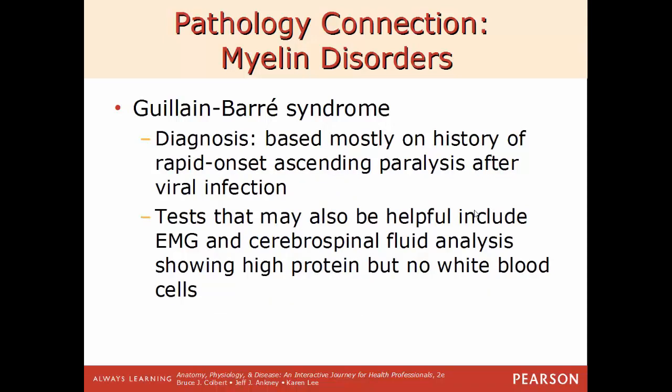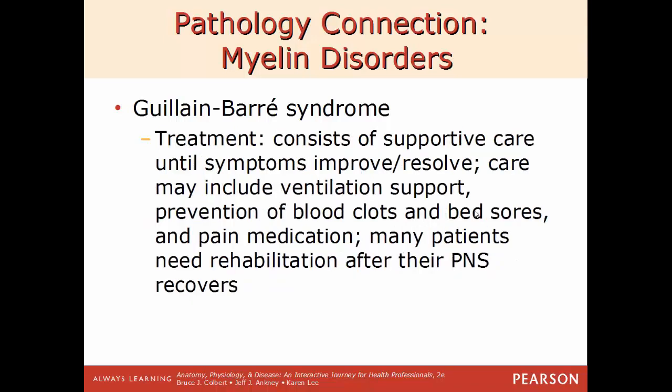Diagnosis for Guillain-Barré is based mostly on the history of a rapid onset, especially of the ascending paralysis, just after having a viral infection. And there are tests that are helpful in diagnosing this condition, such as an EMG or cerebrospinal fluid analysis, which will show a high protein count but no white blood cells. The treatment for this condition will consist of supportive care until symptoms are either resolved or at least improved. This care could include ventilation support, prevention of blood clots and bed sores, pain medication, and many patients will need rehab at some level after their peripheral nervous system fully recovers.